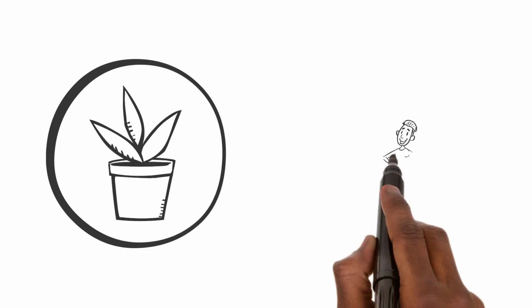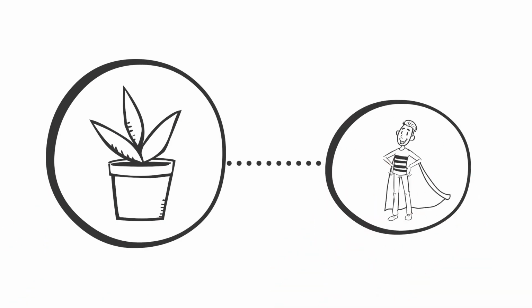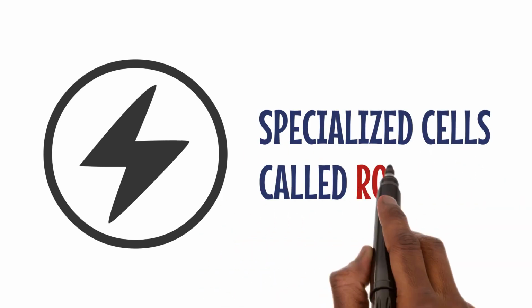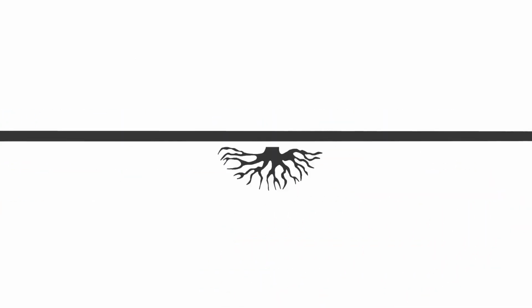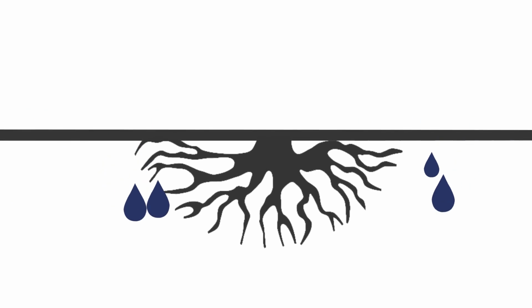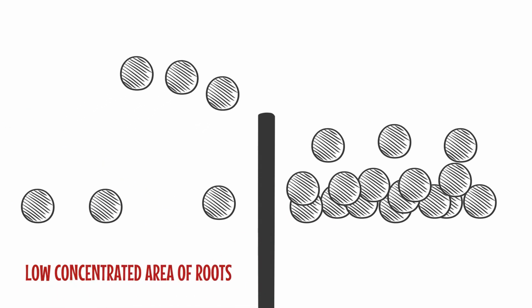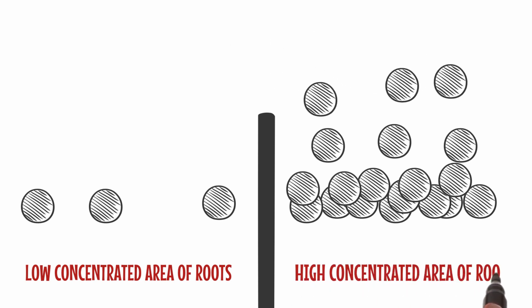On the other hand, active absorption is like a superhero power possessed by the plants. It requires energy and specialized cells called root hairs. These amazing root hairs pump minerals against the concentration gradient from an area of lower concentration to an area of higher concentration in the roots.